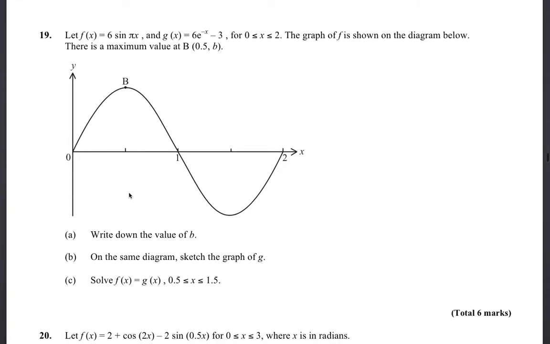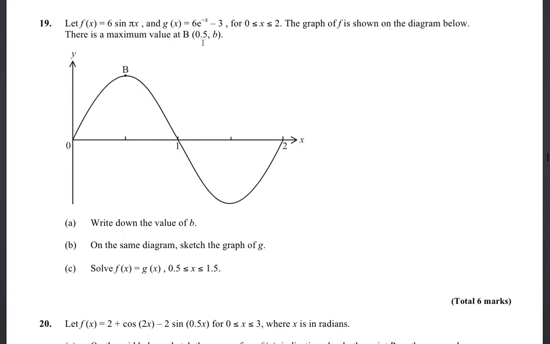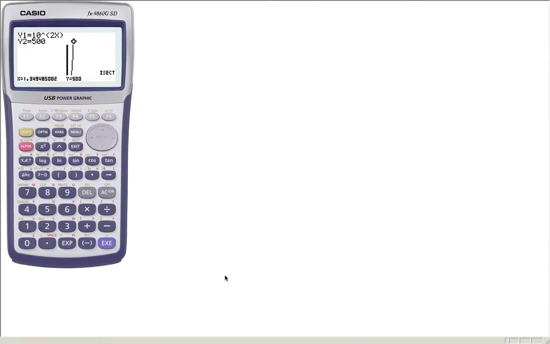19th one. Let f of x equal to 6 sine pi x and g of x is 6e power minus x minus 3 for x between 0 and 2. This is the graph of f, and there is a maximum value at 0.5. The coordinates of B are 0.5 and b. Write down the value of b. On the same diagram, sketch the graph of g and solve f of x equals g of x, where x is between 0.5 and 1.5. Very straightforward question. So exit.